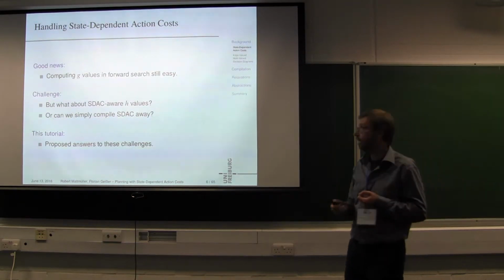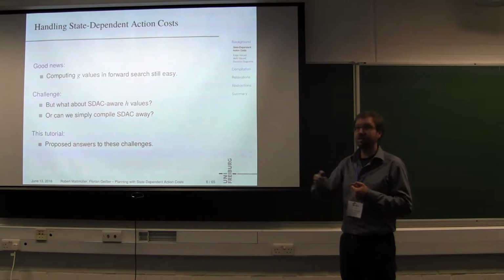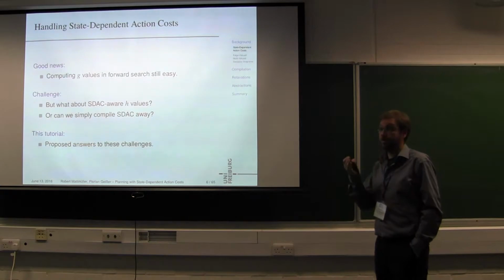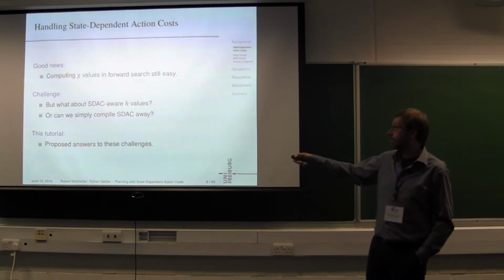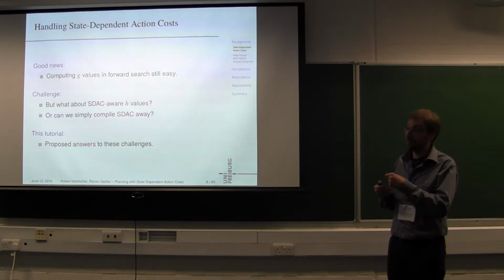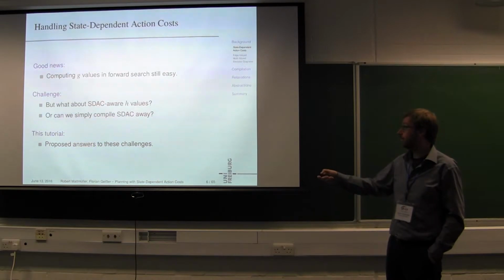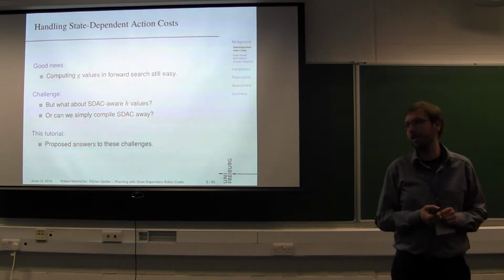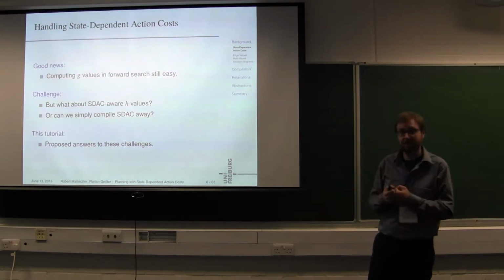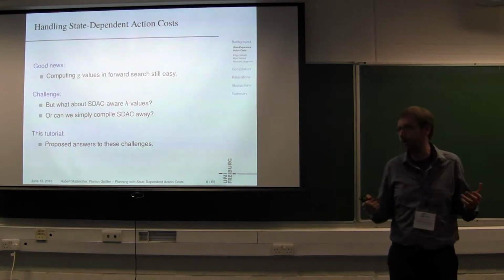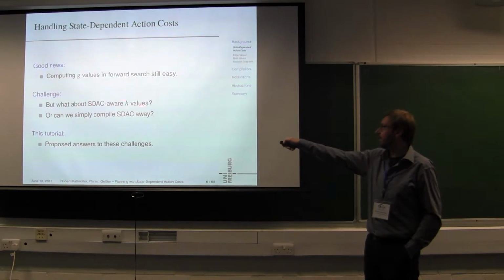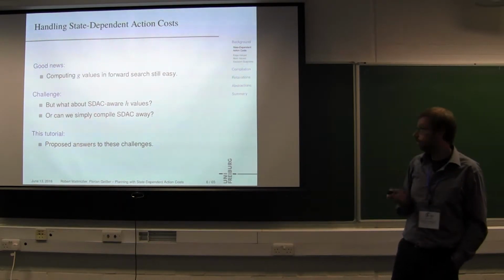What is more complicated is reflecting these state-dependent action costs also within heuristics. Different heuristics, say abstractions, delete relaxations, aware of state-dependent action costs, because for that you need to do some lookahead. How does this lookahead deal correctly with these costs? Or maybe we don't even have to make these heuristics state-dependent action costs aware. Maybe we can just compile them away and then run classical heuristics on them. And these are the two things I want to talk about: compilations and state-dependent action costs aware heuristics.